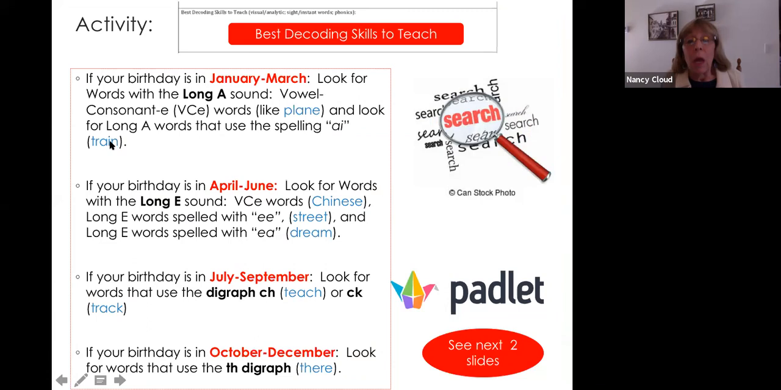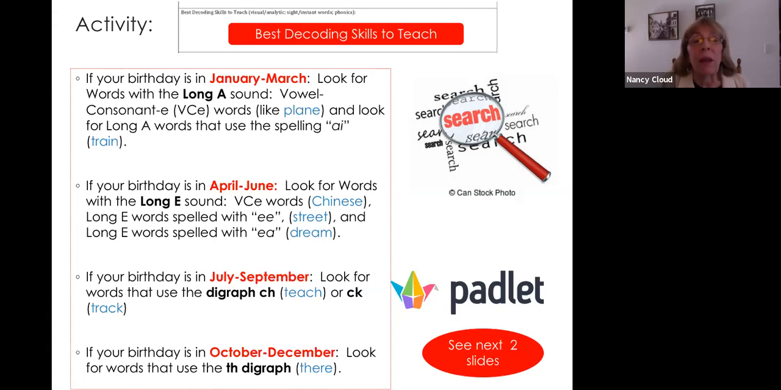Okay, so now I want you to think about decoding skills that you could teach. I had a lot of time to look at the book and you're not going to be given that amount of time to look at the book. So I'm going to show you a few decoding skills that could be worked on. And I'm going to put you into groups and we're going to work on a Padlet. Antoine will provide you the Padlet in a second.